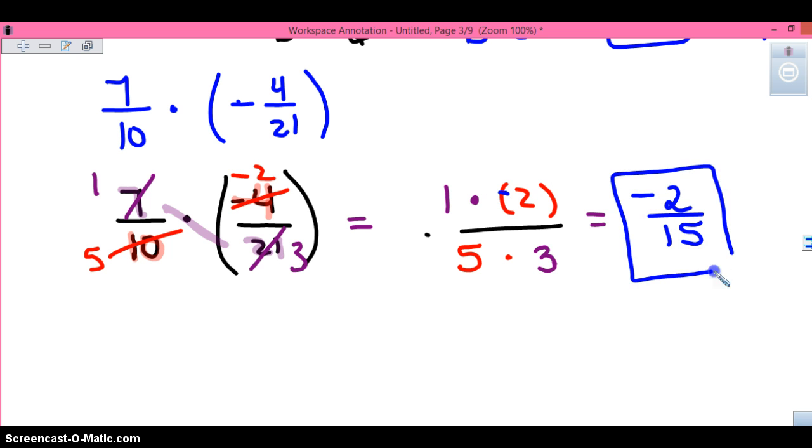Can we simplify this? We can't simplify. We simplified by cross canceling here. And we can write our answer as -2 over 15 or negative 2 over 15. They both mean the same thing.